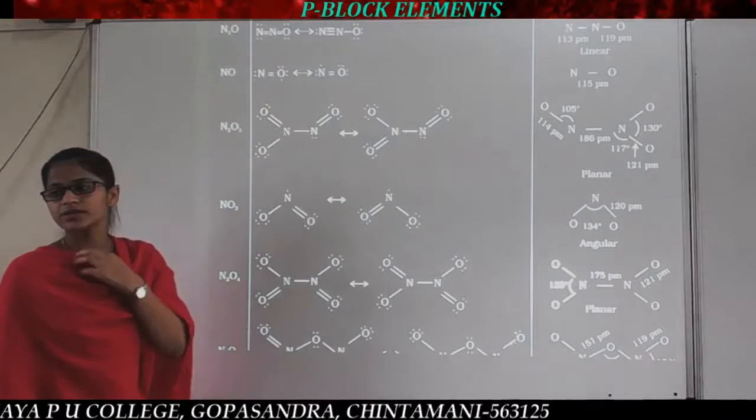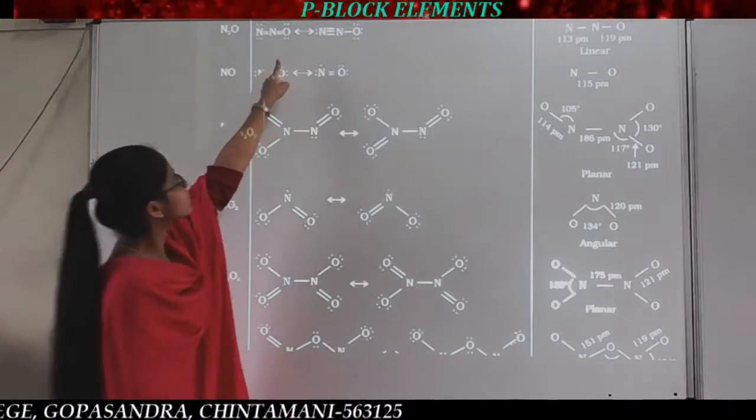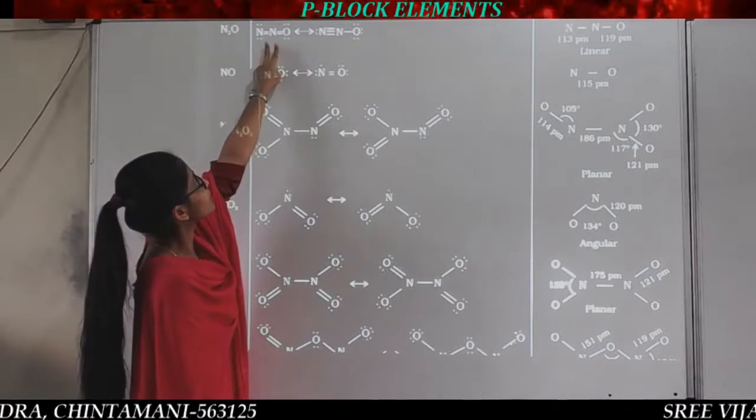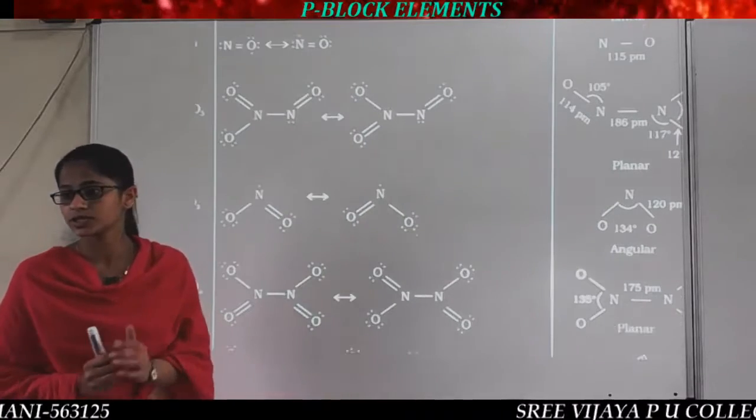dinitrogen oxide, which is one of the oxides of nitrogen. In this case, we have to see the resonating structure. There are 2 nitrogen atoms and 1 oxygen atom. It undergoes resonance, and we call these resonating contribution structures.